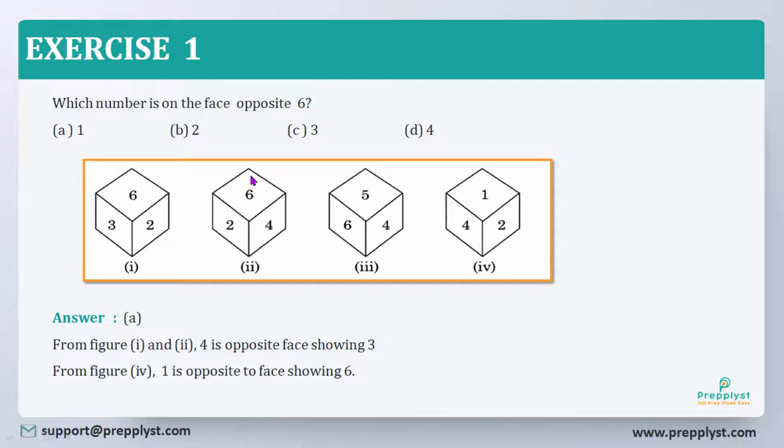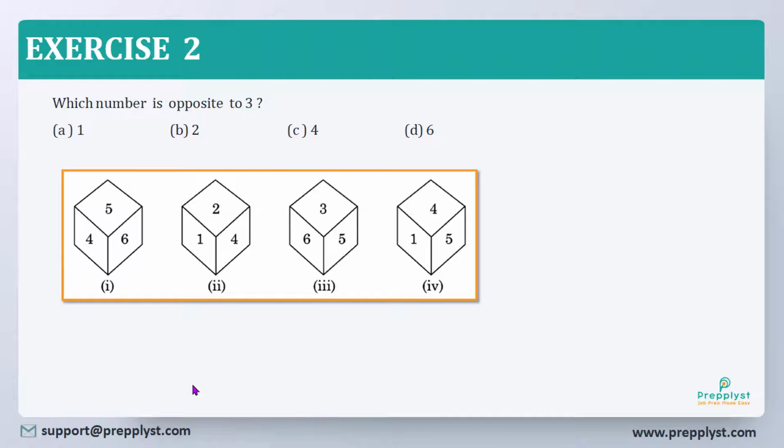Now when you look at the first and the second question, you can see that 2, 3 and 4 are all adjacent to the face with the number 6. That means 4 is on the face which is opposite to 3. Now in figure 4 we can see that 1 is adjacent to 2 and 4, and 6 is also adjacent to 2 and 4. That means 1 is going to be on the opposite side of 6. So my answer is option A, where 1 is the number which lies on the face opposite to the face showing 6. Now let's look at the second question.